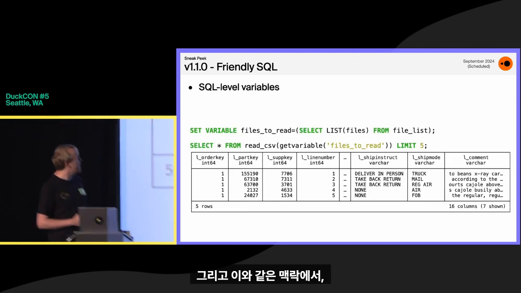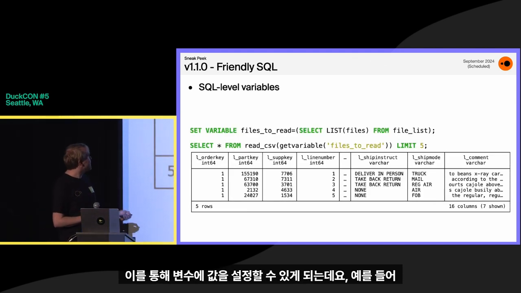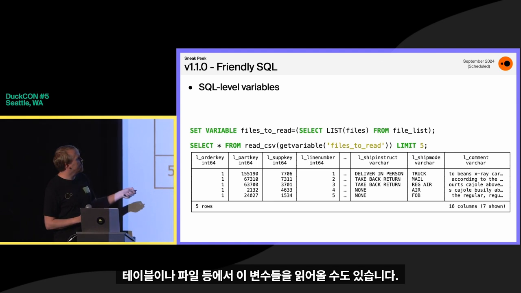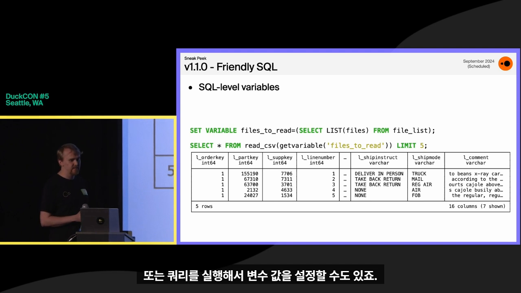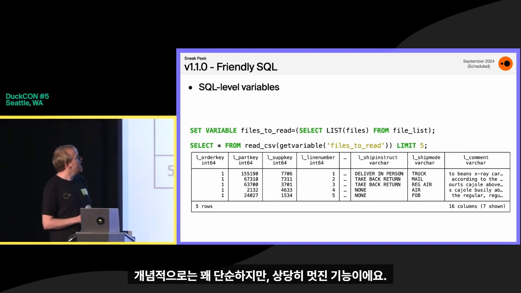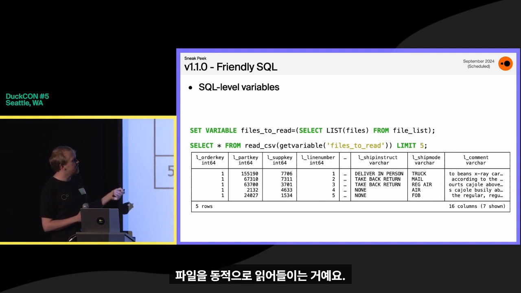In the same vein, this release is going to include SQL level variables. And that allows you to set variables to constants, of course, to literals, but you can also read these variables from tables, from files, or anything else, right? You can run a query to set these variables. That's conceptually quite simple, but it's quite cool because this allows you to do something that was previously not really possible, which is dynamic reading of files.